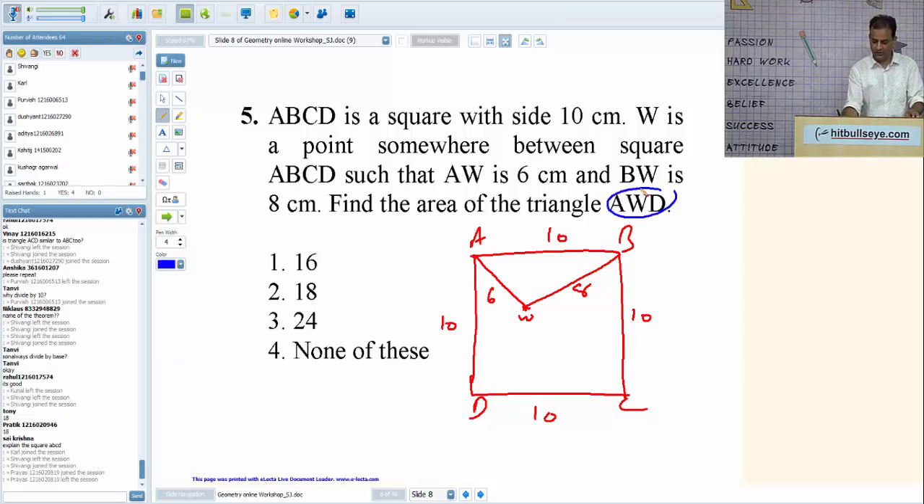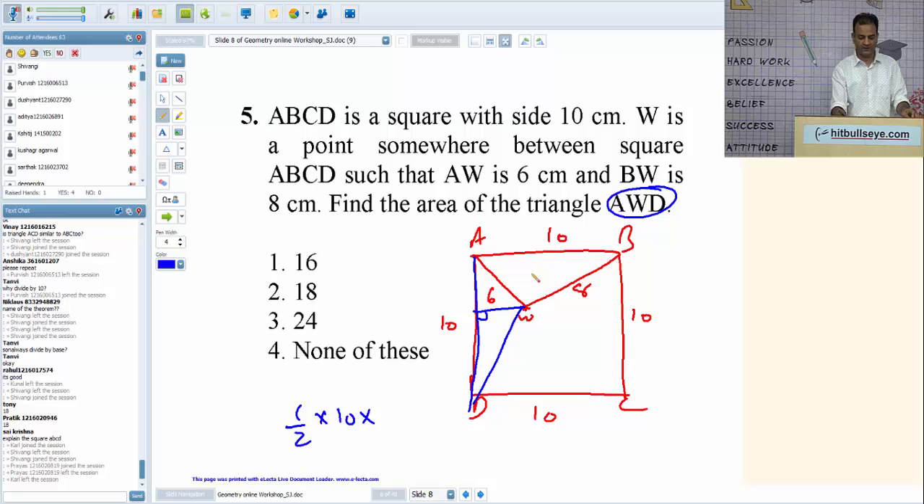Area of AWD. That means he is asking the area of this triangle AWD. Now we know the base of this triangle as 10. If we know the height of this triangle, can we find the area? Half into 10 into height. How can we find it? This is a right angle triangle, friends. This is a right angle triangle.